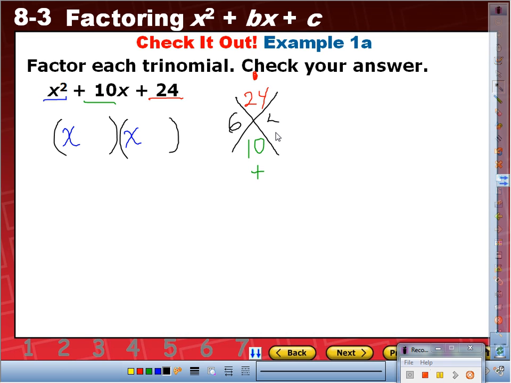Remember what property is where we change the order? Commutative property. Remember that? We can change the order. The product's still the same. So therefore, this is x plus 4, x plus 6, and these are my factors. Okay, so let's check.